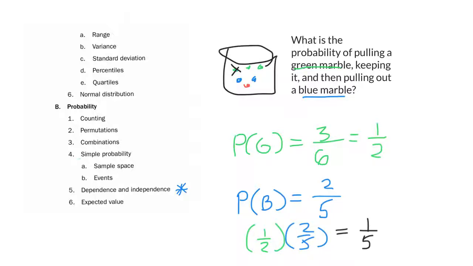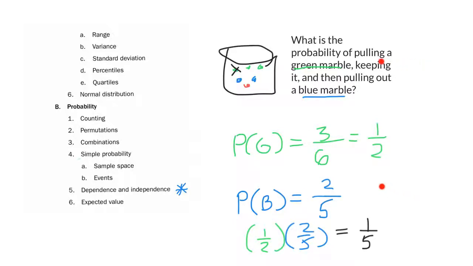Now, the point is, when it comes to dependence and independence, the probability of pulling out a blue marble was affected by the fact that you pulled out a green marble first, right? So anytime you have a probability of something that is affected by something that you did before, that means that this is a dependent probability. It's a dependent event, we should say. All right, this event is dependent on this one.